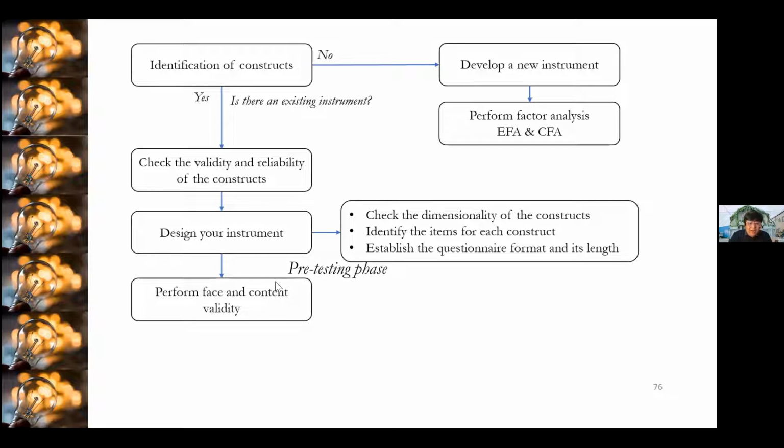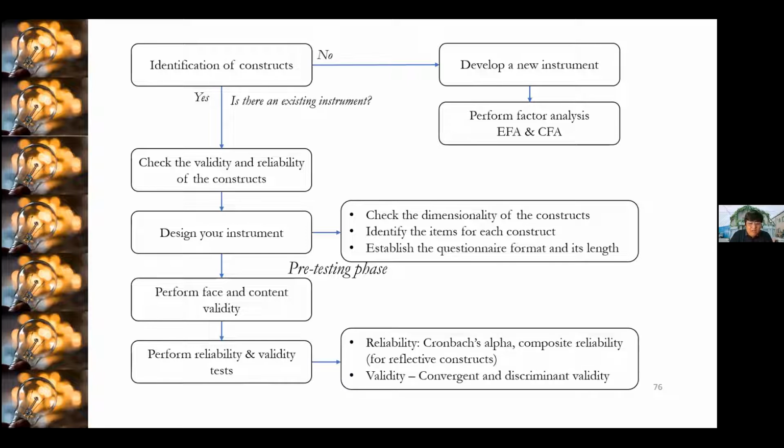Okay? So tawag natin sa stage na yan, yung pag-design ng instrument and performing face validity, nasa pre-testing phase tayo. Okay? Then, once, let's say, na-establish na yung face and content validity, we need to perform now reliability and validity tests. Dito na pumapasok yung pag-measure ng reliability via Cronbach's alpha or composite reliability, particularly for reflective constructs. And of course, in terms of validity, meron tayong convergent and discriminant validity. So kapag na-prove na natin that our constructs are both reliable and valid, that would be the time na mag-full gather na tayo ng data.